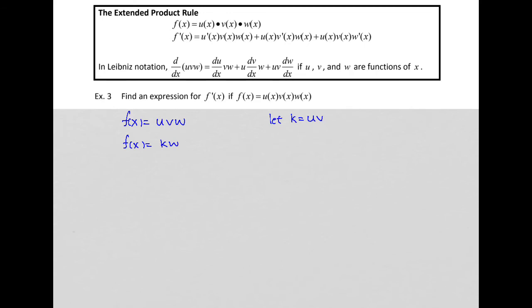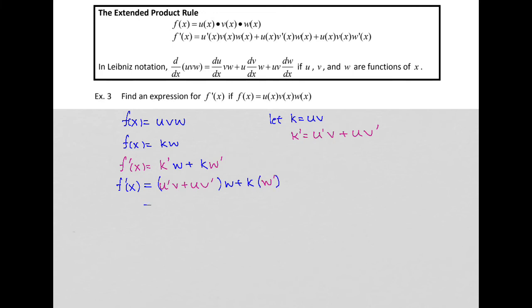And using the product rule, I can write f prime x equals k prime w plus k w prime. And that's fine. What's k prime? So k prime is u prime v plus u v prime. Let's substitute whatever we have now. So f prime x will equal k prime, which is u prime v plus u v prime, times w, plus k times w prime.